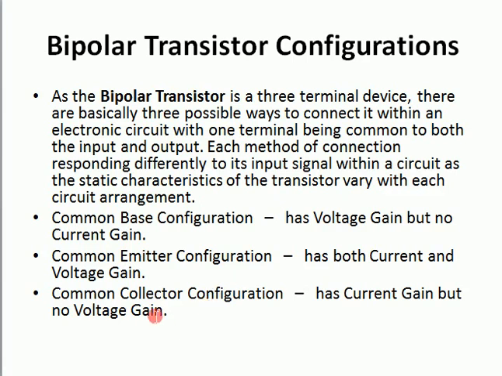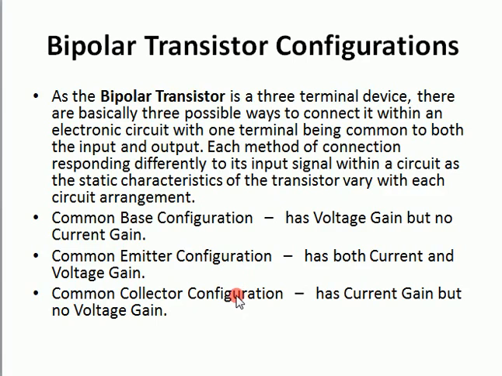When we talk about the common collector configuration, the collector is common between the input and the output terminal, with one side being the input side and the other side the output side. In the common collector configuration, we have current gain but no voltage gain. From these three configurations, you have seen that the first one has voltage gain but no current gain, the last one has current gain but no voltage gain, but the common emitter configuration has current gain as well as voltage gain.